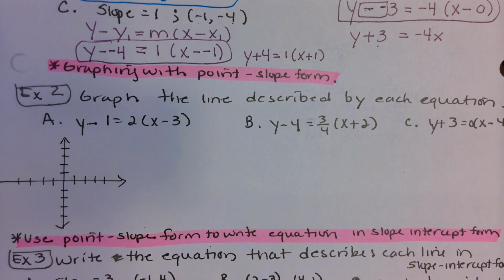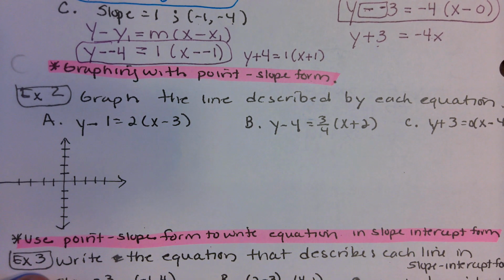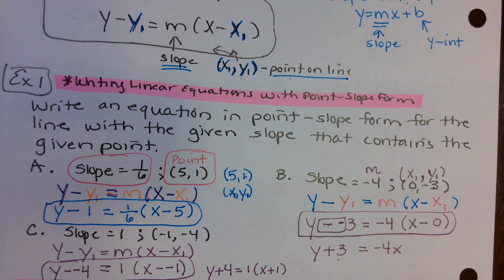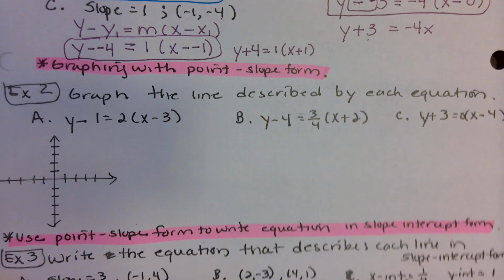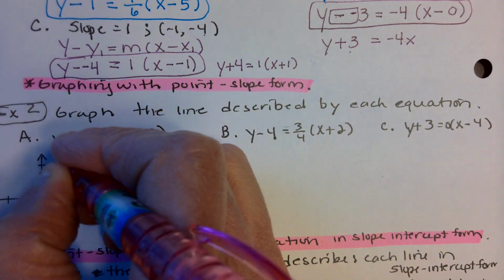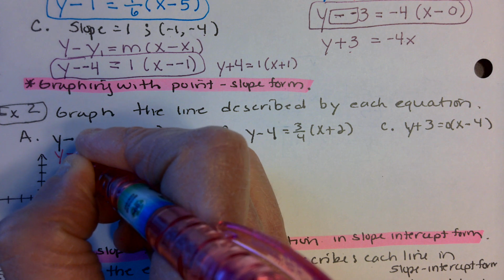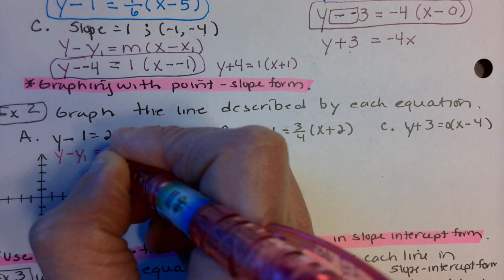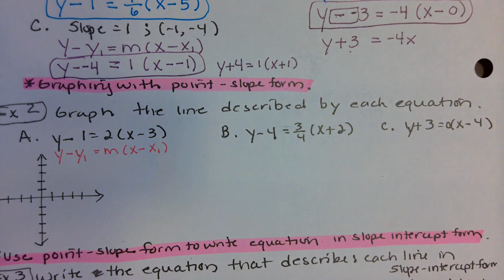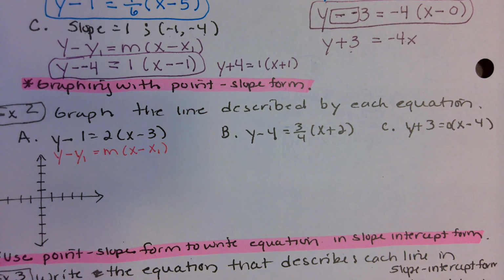All right, now we're doing the opposite. You have to take the information out of the equation. Up here you took the information and put it into the equation. Now we're going this direction. I'm going to rewrite the equation under it to help you: y minus y1 equals m times x minus x1. So you can see if you line it up just perfectly exactly what everything is.